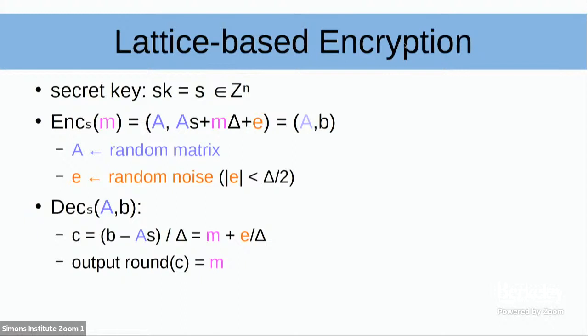And as you perform this subtraction, you will be left only with this component, delta M plus E, which when divided by delta will give you exactly the message M up to a small additive perturbation, which is the error vector divided by delta. So if the error E, the noise, is smaller than delta over 2, then if you round this vector to the closest integer, component-wise, one coordinate at a time, you will remove the error and recover the original message.